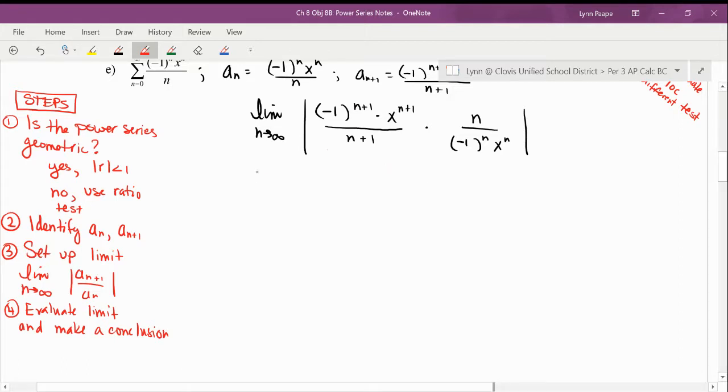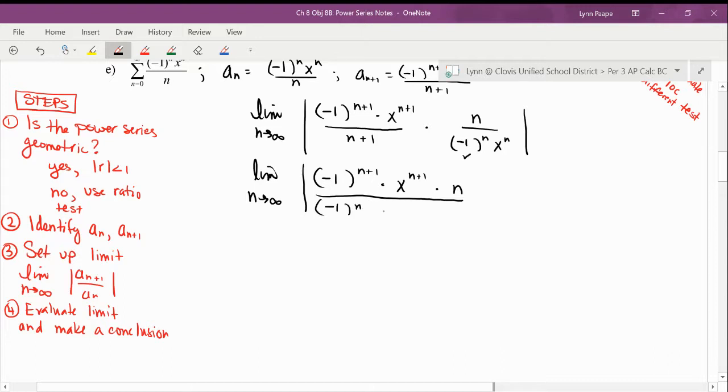So this is not a step that we need to do. It's just a step that I prefer to do so I can organize things and talk about it a little bit easier. So I have my (-1)^(n+1), and then I have my x^(n+1), and then times n, right? So I'm just going across the top. And then my denominator, I'm going to put my (-1)^n first, and then my x^n, and then finally the n plus 1.